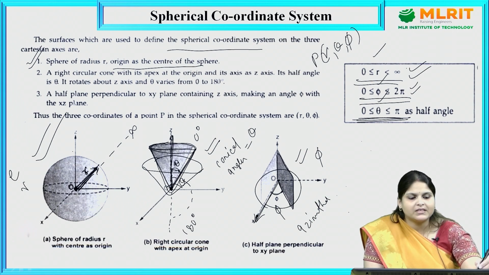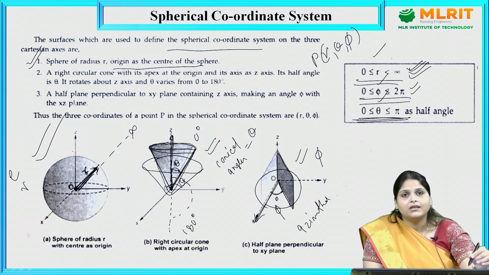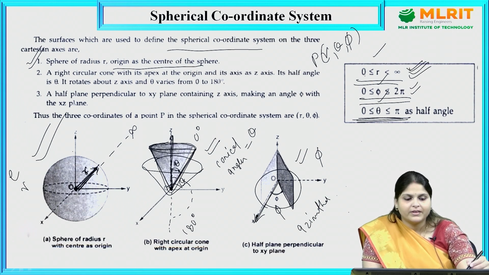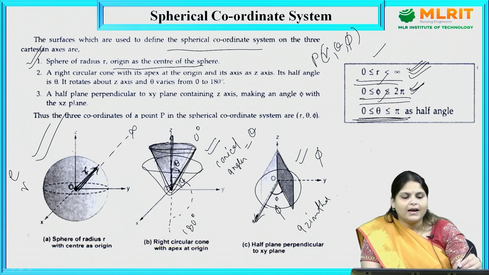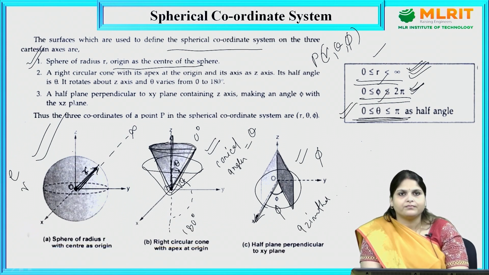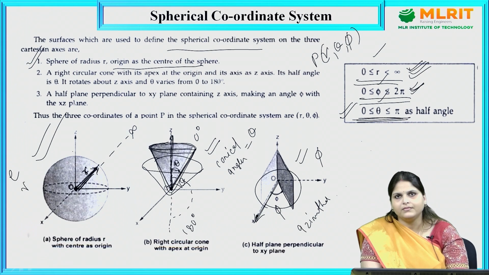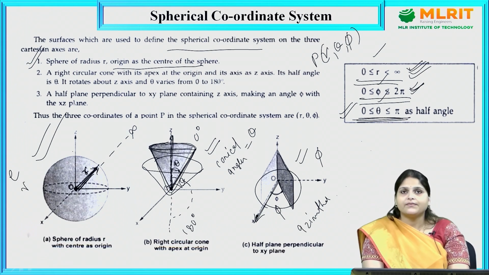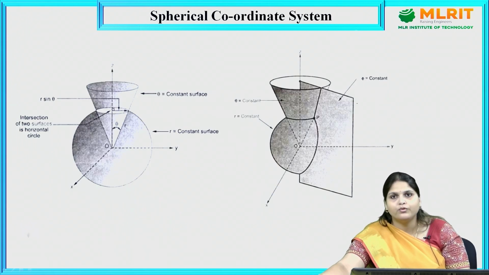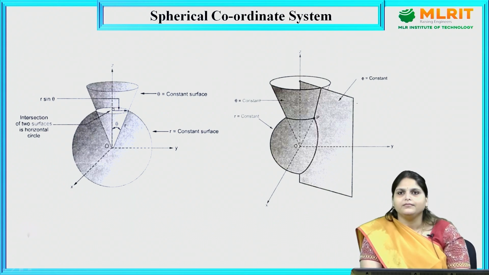So once again we see the ranges. The radius of the sphere ranges from 0 to infinity. This angle which is called the azimuthal angle ranges from 0 to 2 pi or 0 to 360, and this angle which forms a cone with the z axis ranges from 0 to 180, or you can say 0 to pi. So this is the introduction of the spherical coordinate system, and let's move to the next slide.